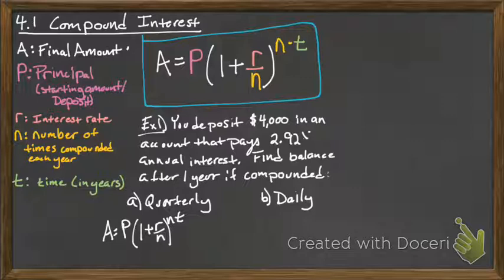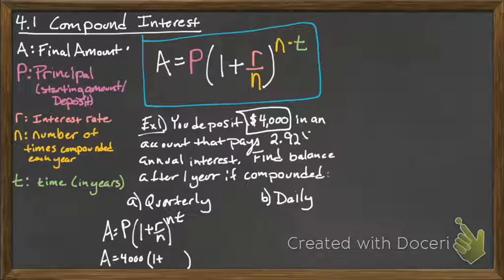So let's begin with the principal. The principal is my starting amount, so I think it was at the beginning. This number right there, that $4,000, is my starting amount. That's the deposit. So I'm going to put 4,000 out in front. Then in parentheses, it's going to be 1 plus.